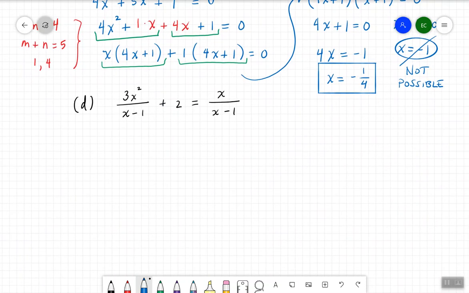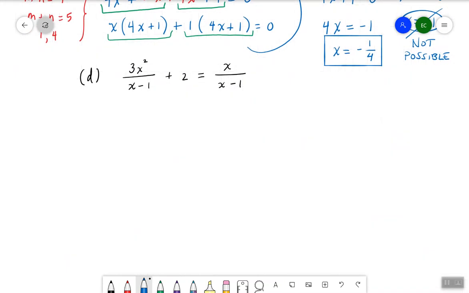Okay, let's do one more. Maybe you've got the hang of it, and you'd like to try to work this one for yourself before we go together. The domain will be x is not equal to 1. Because if x is equal to 1, then the denominator is 0. Same for this denominator over here. And then the LCD is just x minus 1.